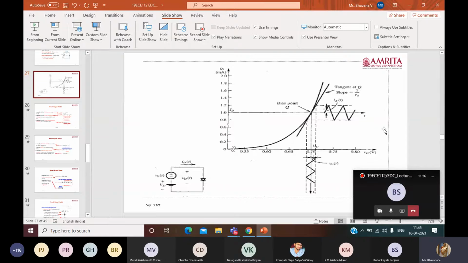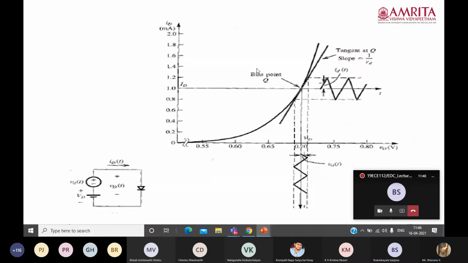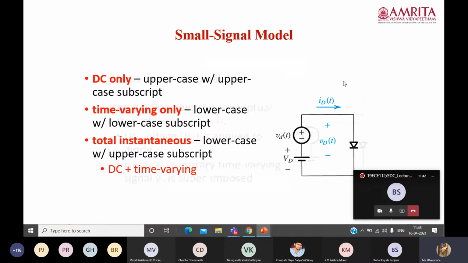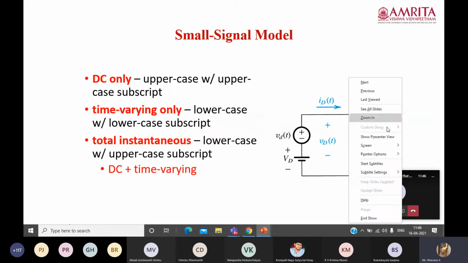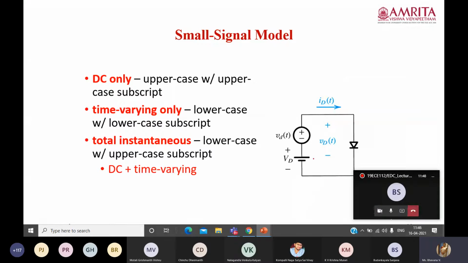In the last class, we were discussing about the small signal model. So I'll just revise it. In small signal model, what we are going to do is AC analysis or DC analysis? It is the application of AC signal or not? Yes, it is with the application of AC signal.